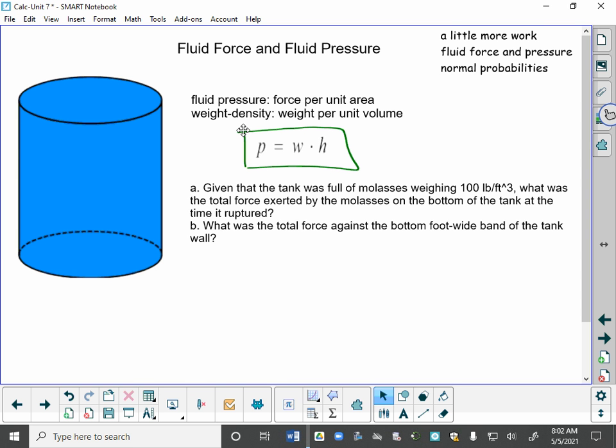Okay. A couple of other things. So fluid pressure is force per unit area. Weight density is a weight per unit volume. We saw that with the weight of the olive oil as well. There are lots of different things that we could know the weight density of, but certainly that has an effect on this. But because this fluid pressure is defined as a product, then if the heights were changing, for example, then we would be able to use calculus to help us calculate an overall fluid pressure.